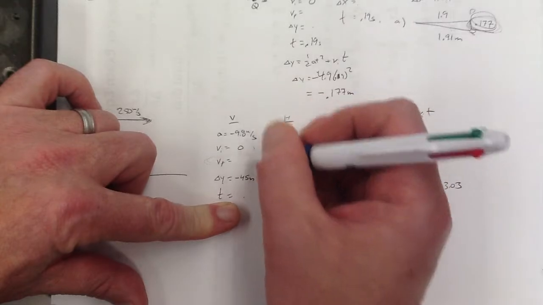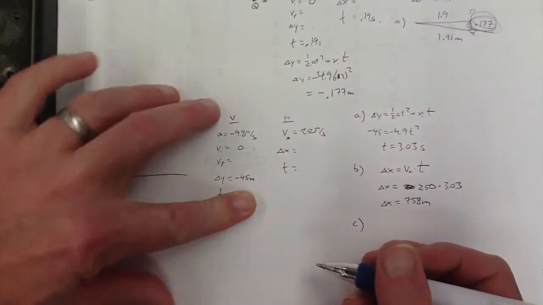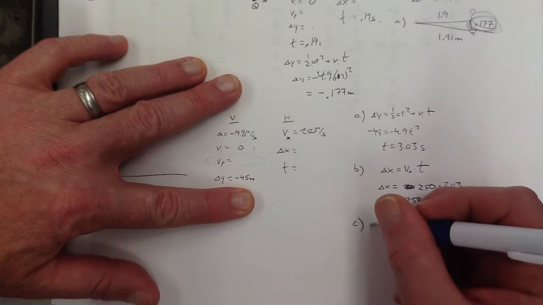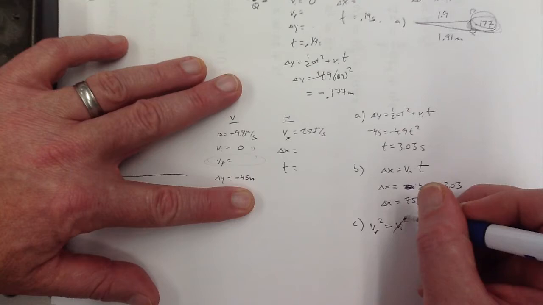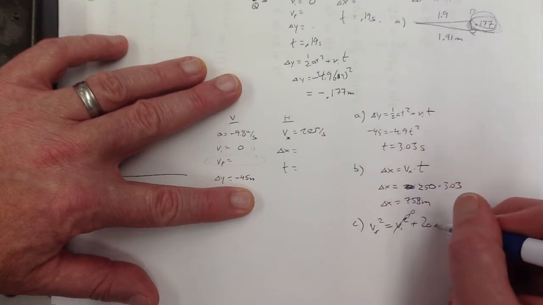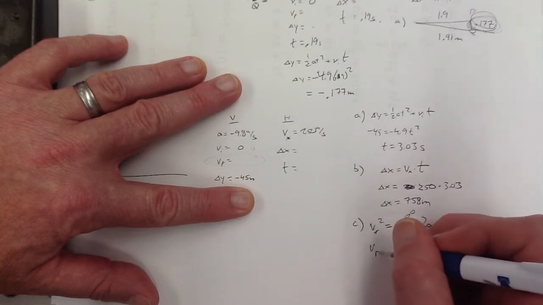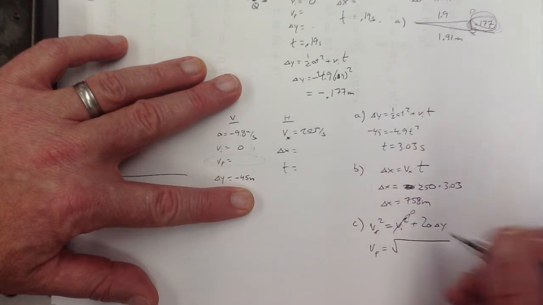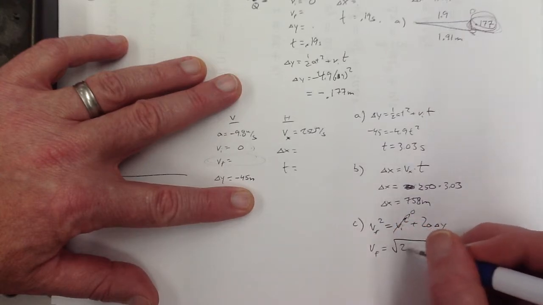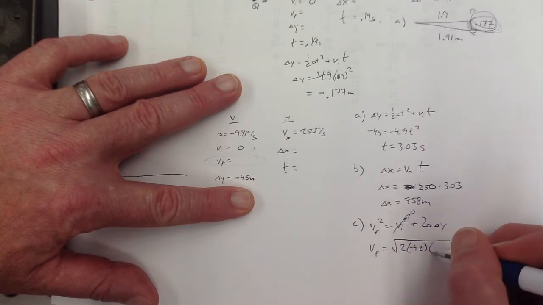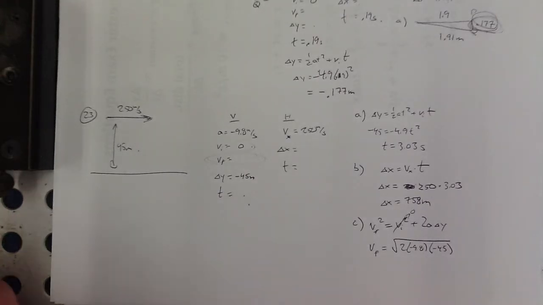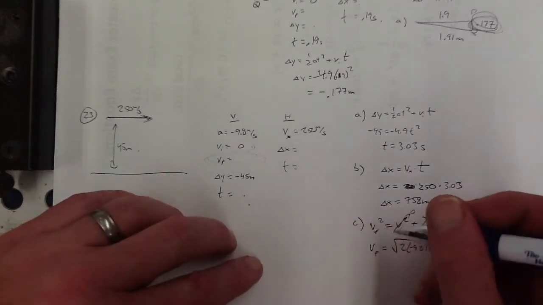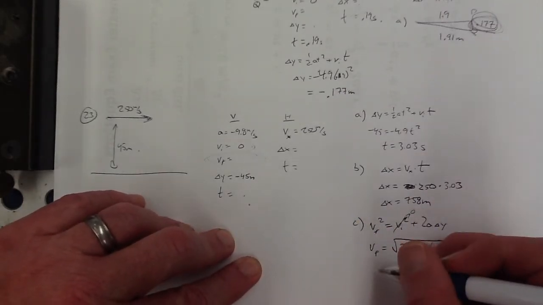But now that you have 4 out of the 5 things, it's your choice as to which equation you want to use. I'm going to use this one. VI squared, that's 0, plus 2a delta y. So VF is equal to the square root of 2a delta y, which is about 29.7.